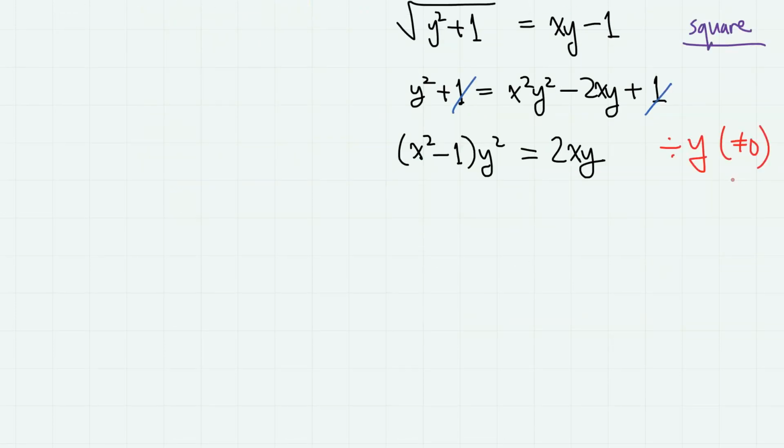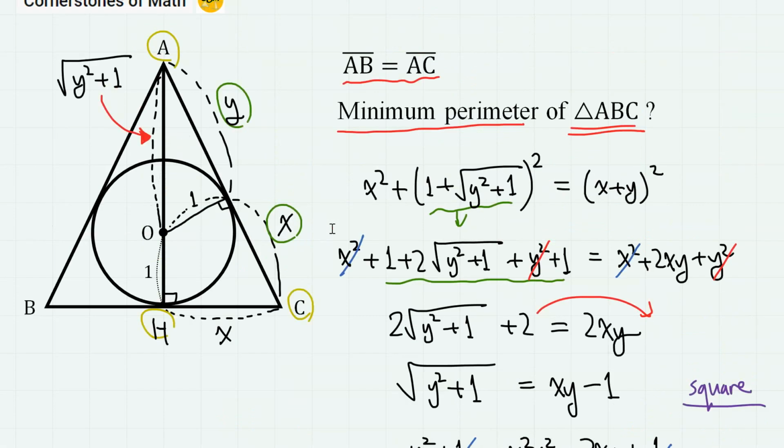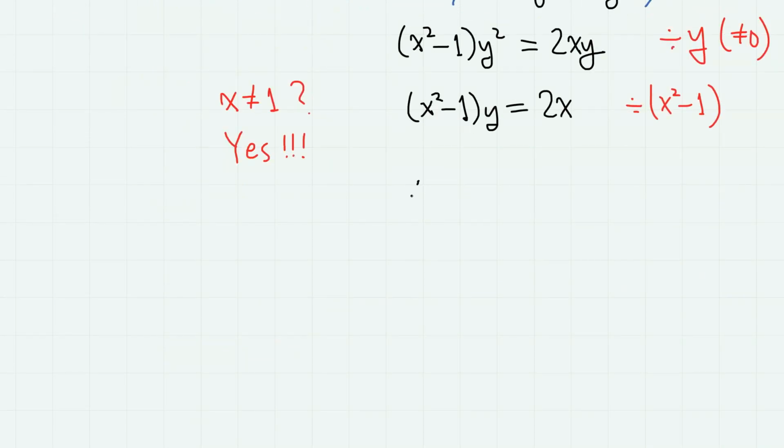Now obviously y is non-zero, so if we divide both sides by y, we have x squared minus 1 times y equals 2x. And if we want to divide both sides by x squared minus 1, it must be guaranteed that x does not equal 1. Considering this figure, you know that this length cannot be 1. So back to here, we have y equals 2x over x squared minus 1. With this, we can express every length with only x.